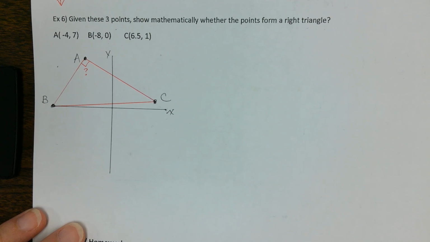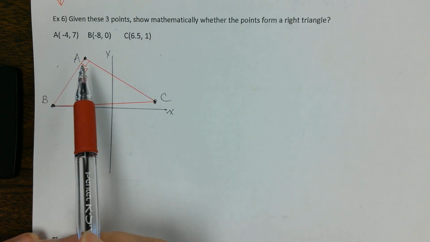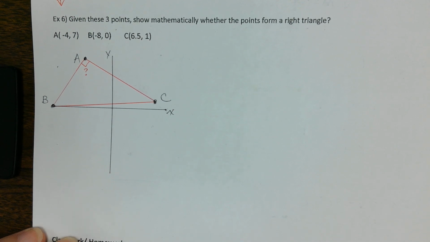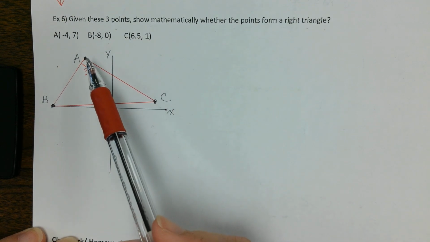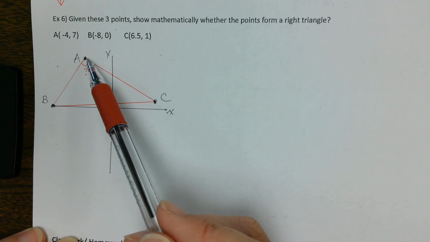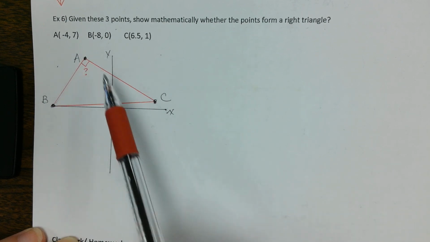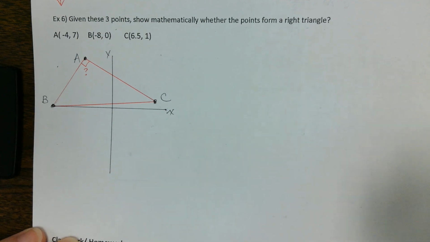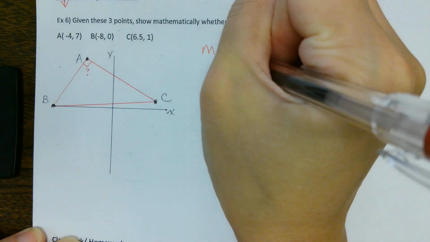Using our grade 9 knowledge, how can we figure out if this is 90 degrees or not? Sean? Yeah, I have to find the slope of AB, and the slope of AC, and compare them. Let's do that. Slope of AB.